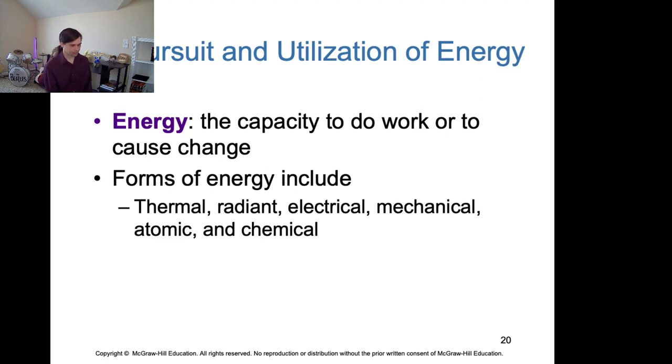So work can be simple, lifting up this mouse, or in the sense of metabolism, putting a phosphate group onto an ADP to turn it into ATP, or stripping apart the ATP to get ADP again to release the energy inside. So those different things are all different types of energy, the ability to do something or cause change in something. And there's lots of different types of energy.